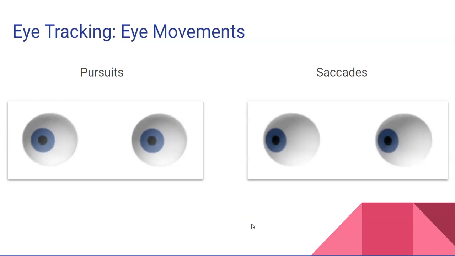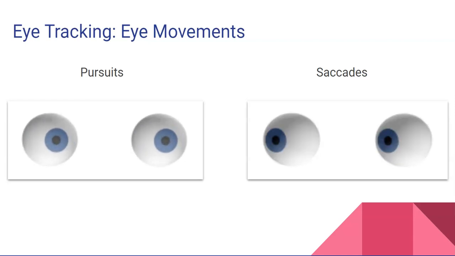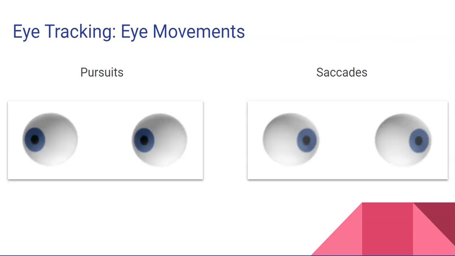Another aspect of vision is eye tracking. Our eyes are often in motion, either following a moving object or moving across text, or looking from one thing to another. There are two types of eye movements: smooth movements, called pursuits, and jumping movements, called saccades.